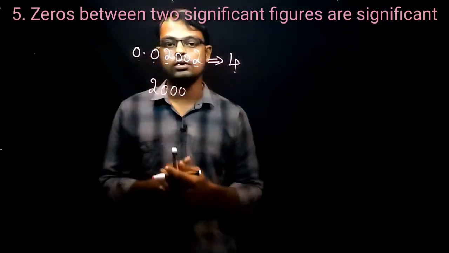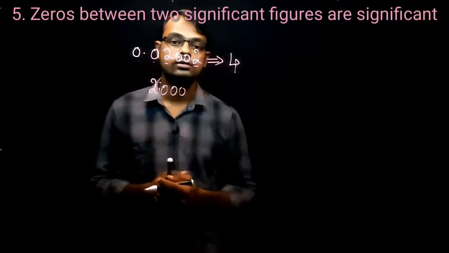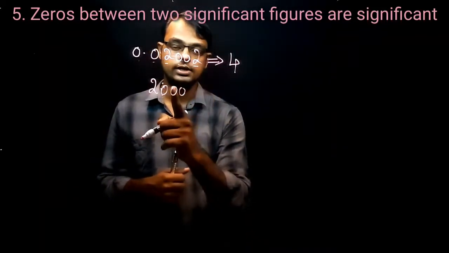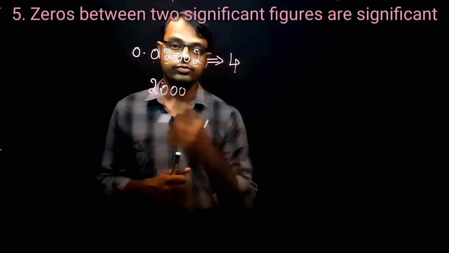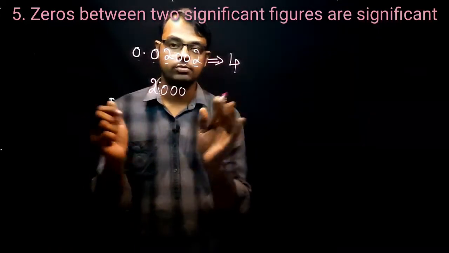2000 is a whole number. How many significant figures are here? According to the second rule, we can say that only one significant figure is there. It's not coming from any measurement.